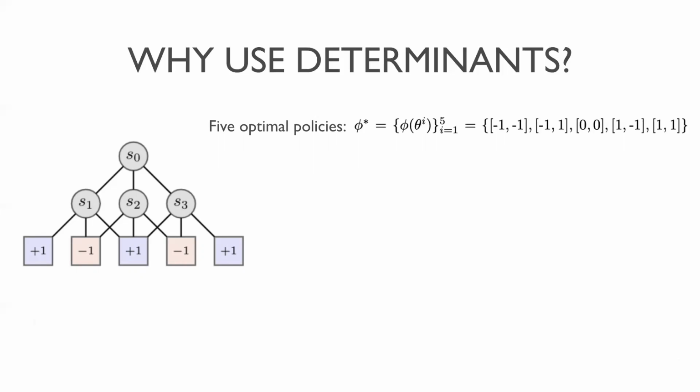So we have this tree where there are a bunch of states, and there are these 4 states, and the goal is to move down the tree and collect the reward at the bottom. So if you look at this tree, there are 5 optimal policies.